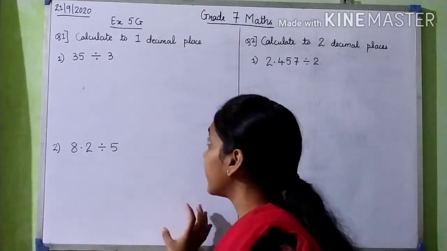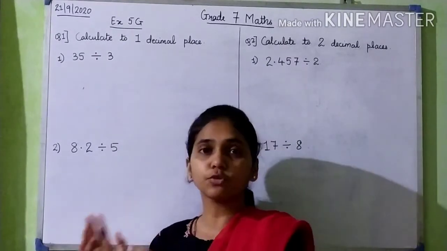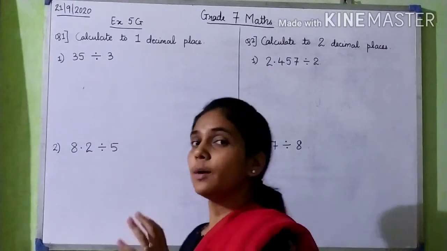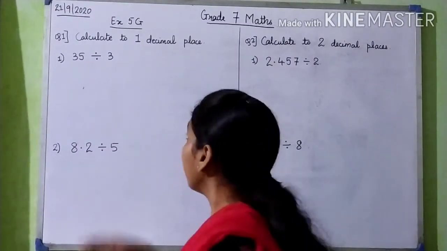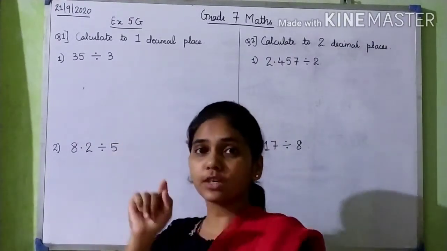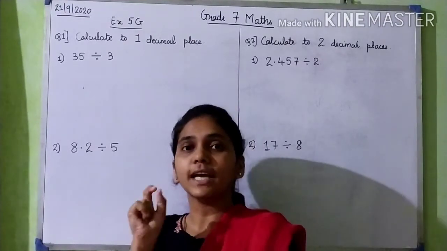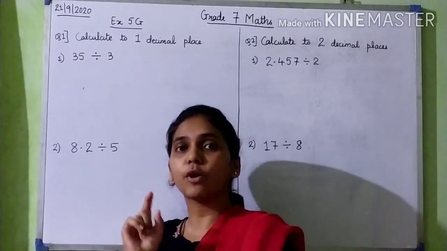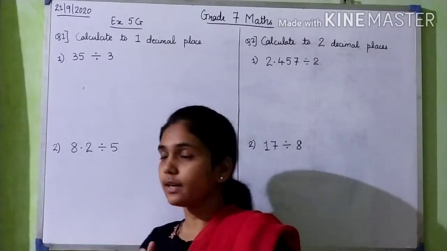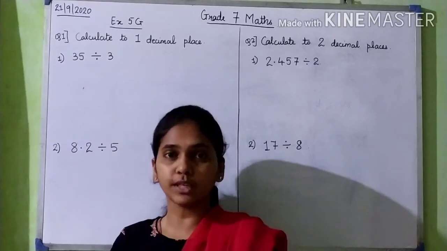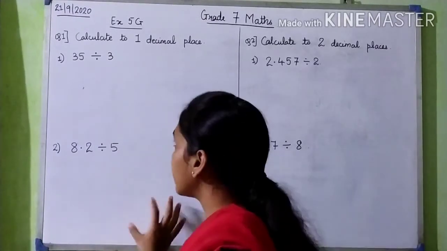So what do one decimal place or two decimal places mean? After the decimal point you have to put only one digit. One decimal place means that in the answer, after the decimal point, only one number should come. And for two decimal places, after the decimal point two digits should come. So let's see how to do this.